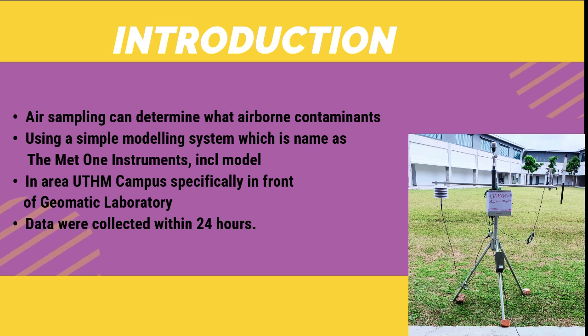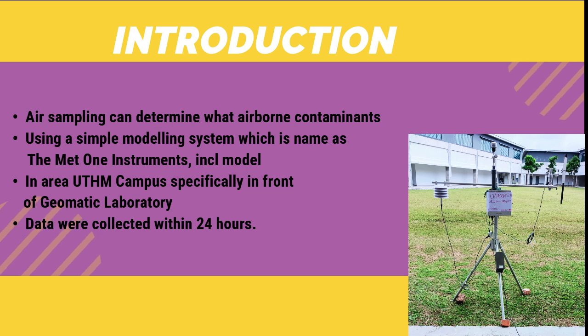Air sampling can determine what airborne contaminants are present using a simple modeling system named the MET1 instrument, or E-sampler. The location for the sampling is in the area of the UTHM campus, specifically in front of the Geometric Laboratory. The data were then collected within 24 hours for particulate matter 10 and particulate matter 2.5.